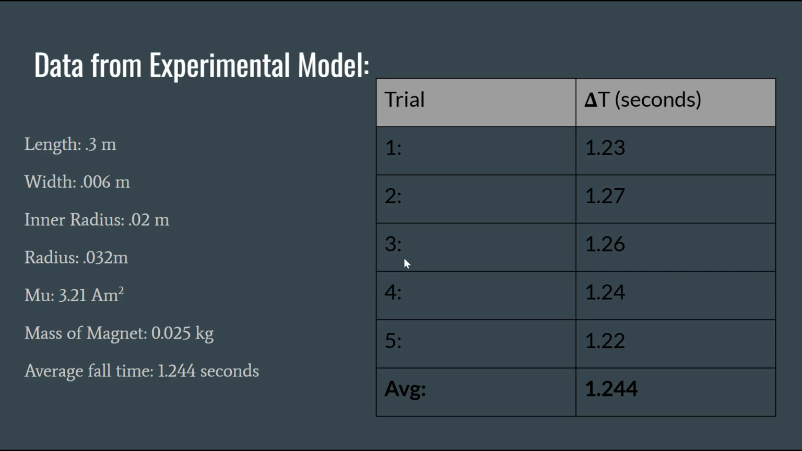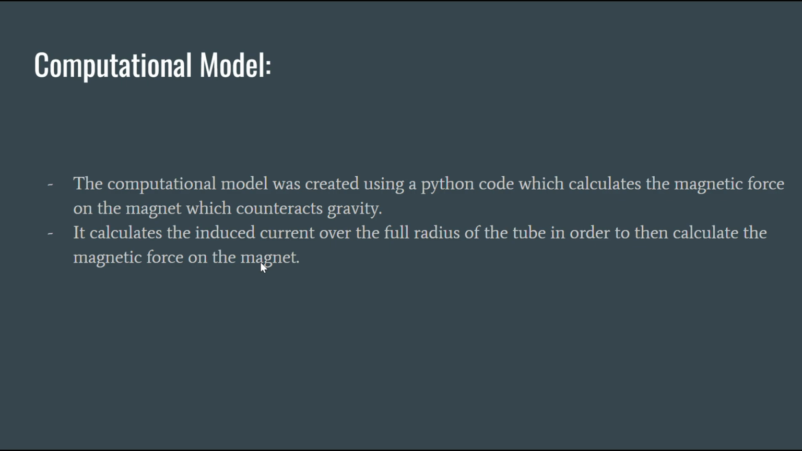So here is our data from 5 trials, and here's our average. And here are just the measurements of the tube, like the length, the width, the innermost radius, the outermost radius, what we found mu to be, the mass of the magnet. So for the computational model, we used Python code, which calculates the magnetic force on the magnet, which counteracts gravity, and then it calculated the induced current over the full radius of the tube in order to then calculate the magnetic force on the magnet.